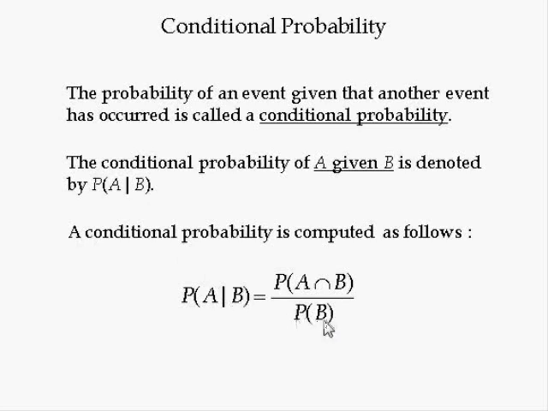B. Given B means we're dividing by the probability of B. B follows a vertical line, which means "given," while the probability of B is in the denominator of the fraction.